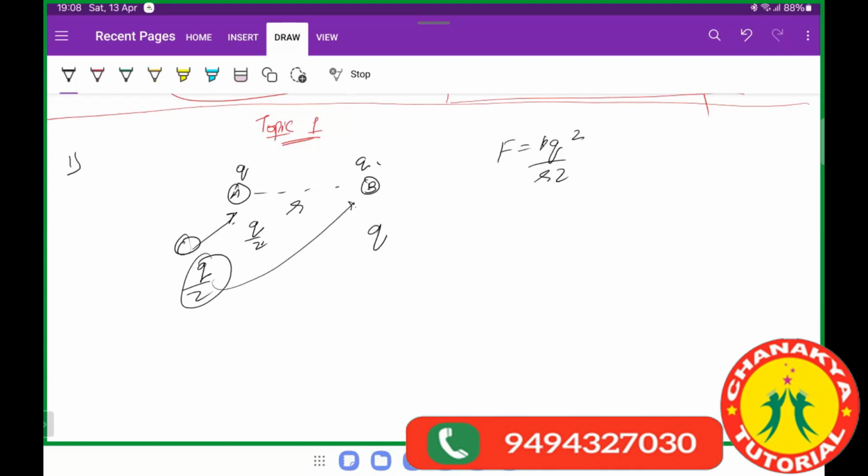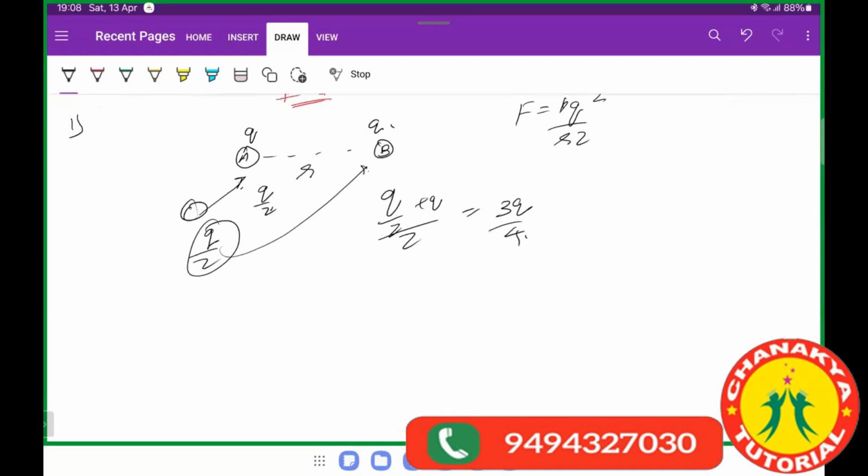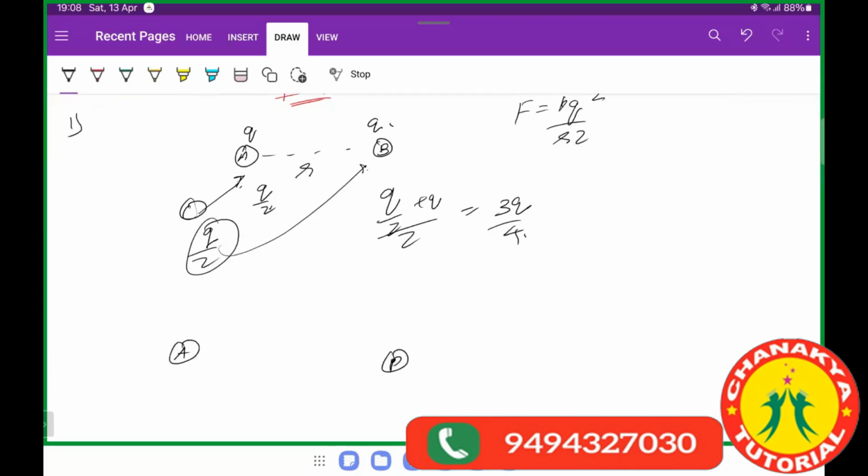It is an uncharged body, so the charge will be divided equally. So q by 2 plus q by 2 equals 3q by 4. Now force on A, B, C. So A, this is B, and in between C. Force on this one and this one. Distance is r by 2, r by 2. Q by 2, 3q by 4, 3q by 4.